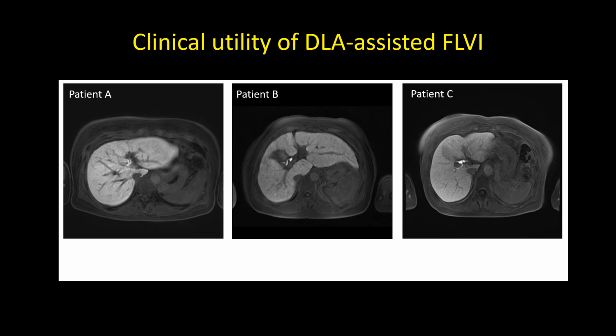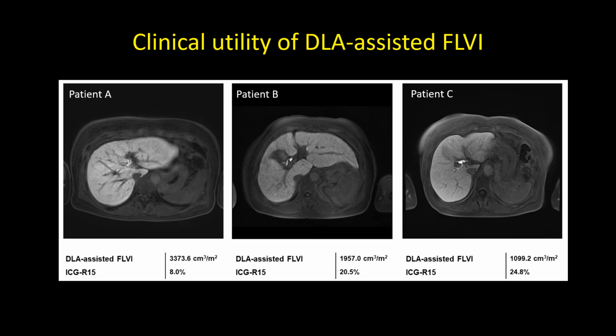These are examples showing the deep learning algorithm-assisted functional liver volume index in accordance with ICG test results. All these patients had liver cirrhosis. With visual inspection of MR images only, it is difficult to assume which patient has the best or the poorest liver function or is contraindicated to major hepatectomy. The deep learning algorithm-assisted functional liver volume index showed that patient A had the highest functional liver capacity, while patient C had the lowest functional liver capacity, which was consistent with the ICG test results.